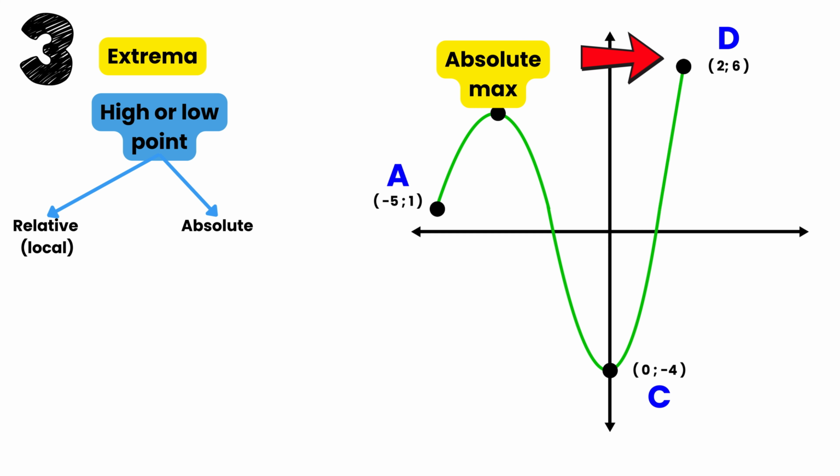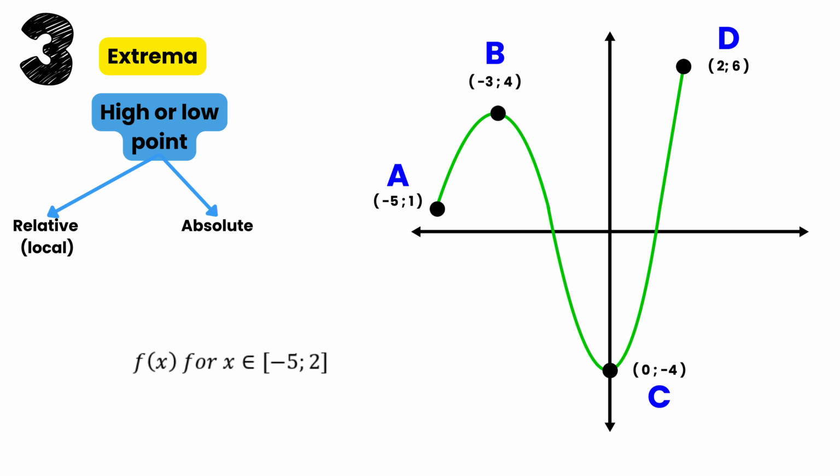One more thing to keep in mind is the notation used for endpoints. An endpoint can only be an absolute minimum or maximum if that endpoint is included in the interval. In interval notation, that means the endpoint is written with a square bracket. If the endpoint is excluded, written with a round parenthesis, then it cannot be an absolute extremum.